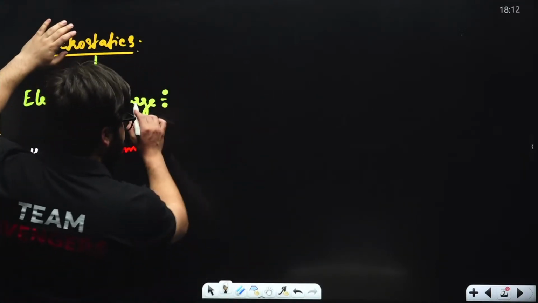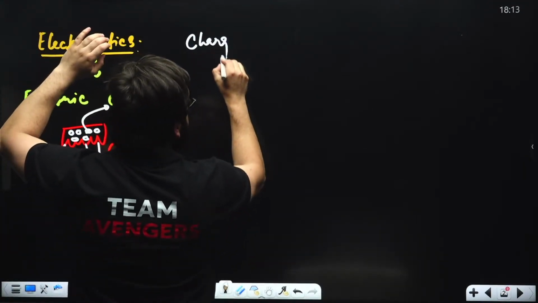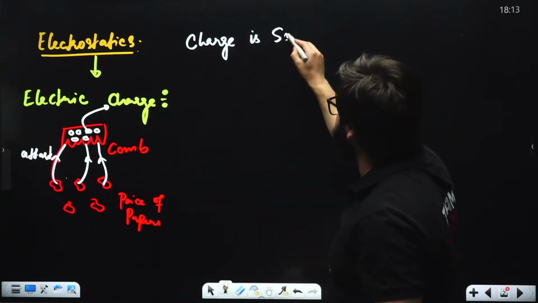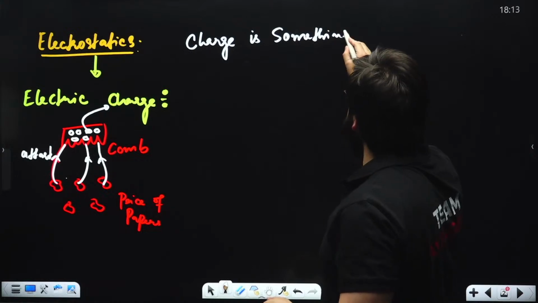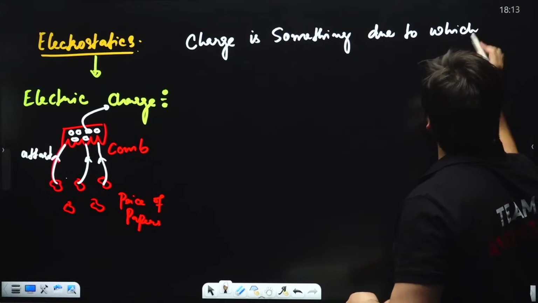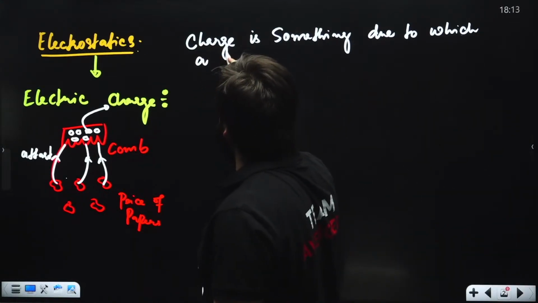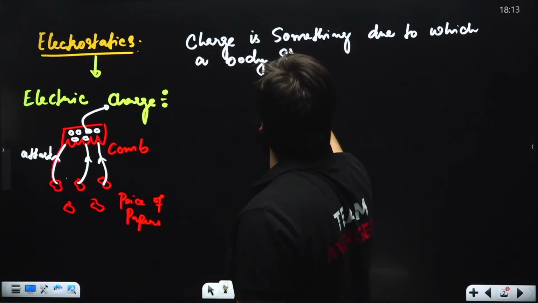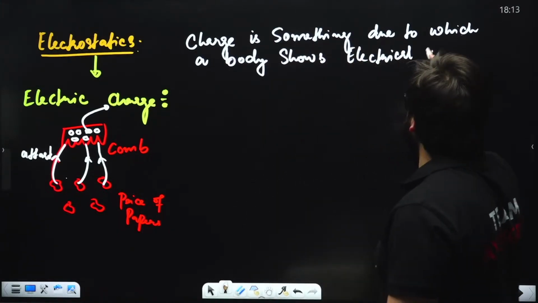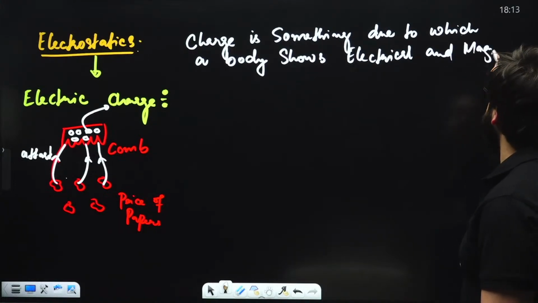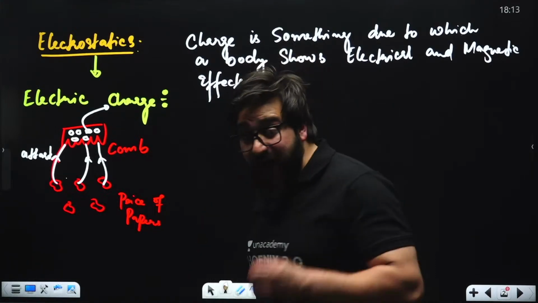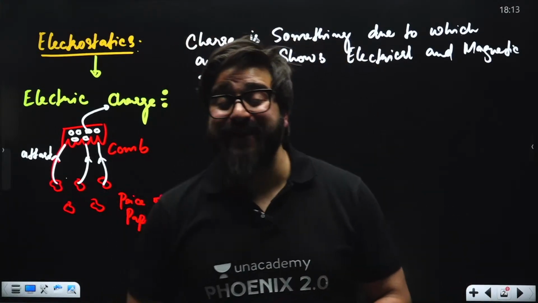So can I say, I'll write over here, charge is an intrinsic property. Charge is something due to which a body shows electrical and magnetic effects.